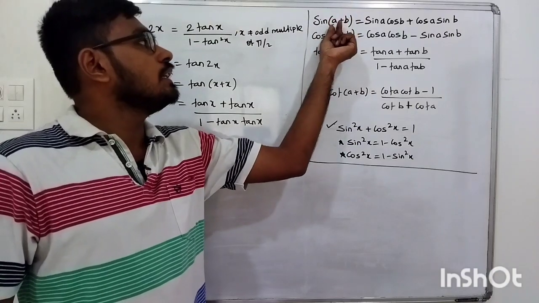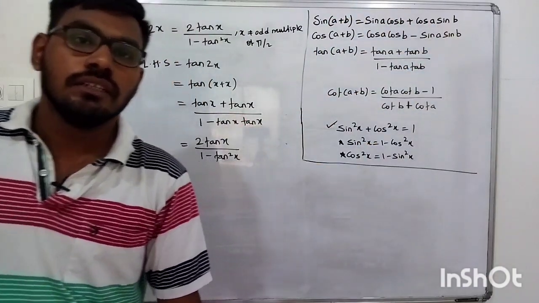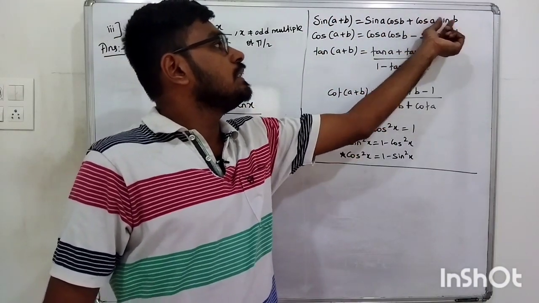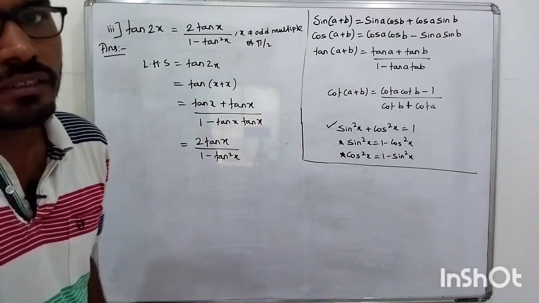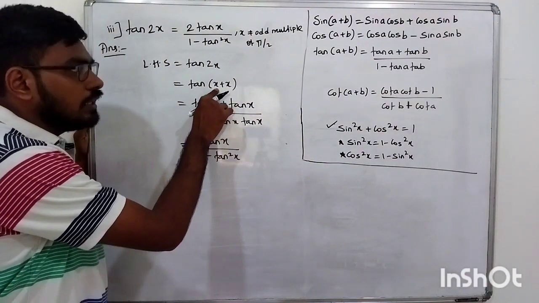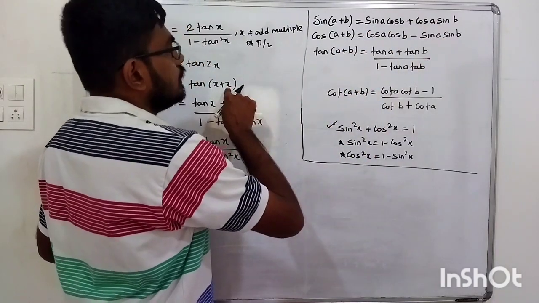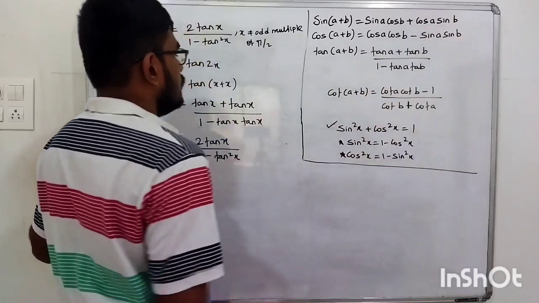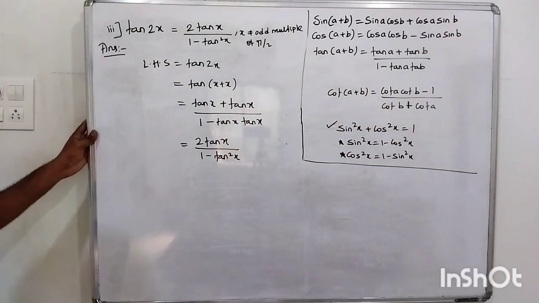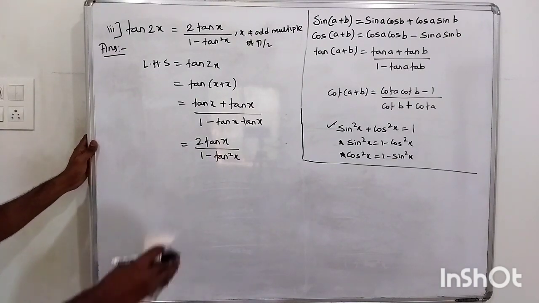I can also write this like this: sin of x plus y is equal to sin x cos y plus cos x sin y. Sin of p plus q is equal to sin p cos q plus cos p sin q. Any letter I can take, and whatever letter we have here, you have to write here and here. Anything can come, so you have to take care of that. So this is tan 2x.